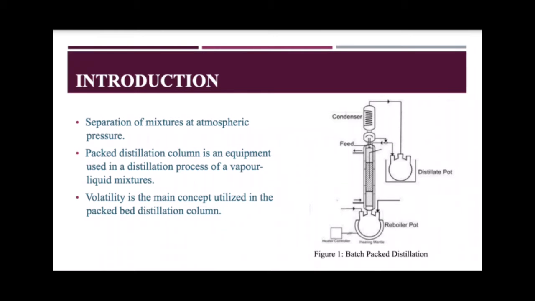Volatility is the main concept utilized in the packed distillation column. The less volatile component in the mixture transfers from vapor phase to liquid phase, leaving the column at the bottom. Therefore, the component that is most volatile in the mixture leaves as vapor in the top. Packed distillation column provides large surface area for vapor-liquid contact, hence high effectiveness of the column.